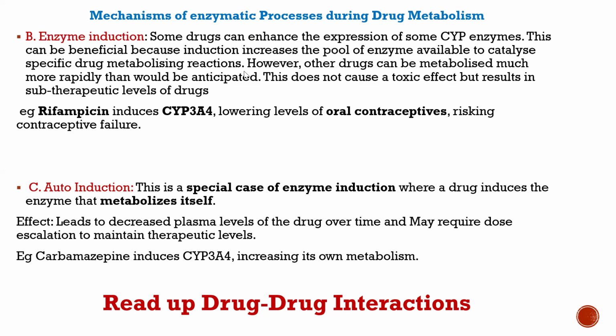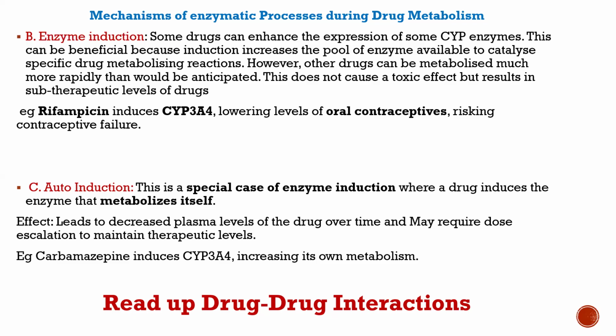So we also have the third, which is autoinduction. It's a special case of enzyme induction where a drug induces the enzyme that metabolizes the drug itself. So this one is not like another drug, like rifampicin, inducing cytochrome 3A4 and lowering levels of oral contraceptives. This one is the drug inducing the enzyme itself, like you doing it to yourself. I think that's the layman's understanding that can be explained. So this leads to decreased plasma level of the drug over time and may require dose escalation to maintain therapeutic levels.